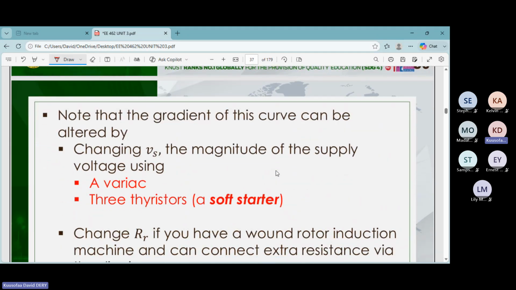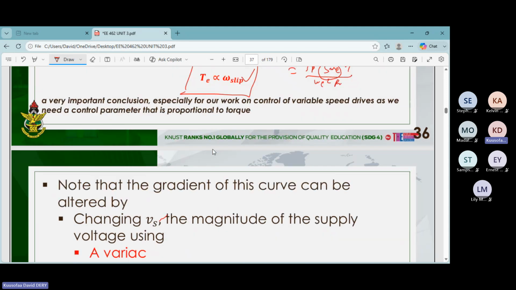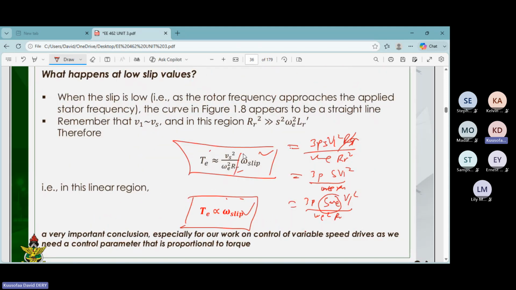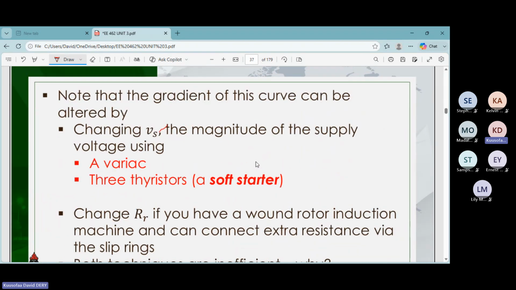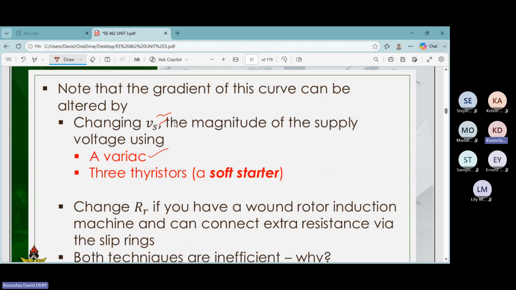Okay, so note that the gradient of this curve can be altered by changing Vs. That's the magnitude of this particular formula that we have. So this represents the gradient, right? So it can be altered first by changing Vs. So how do we change the Vs? Using a variac or a three-phase variac to vary the input voltage. That is one way you can do it.